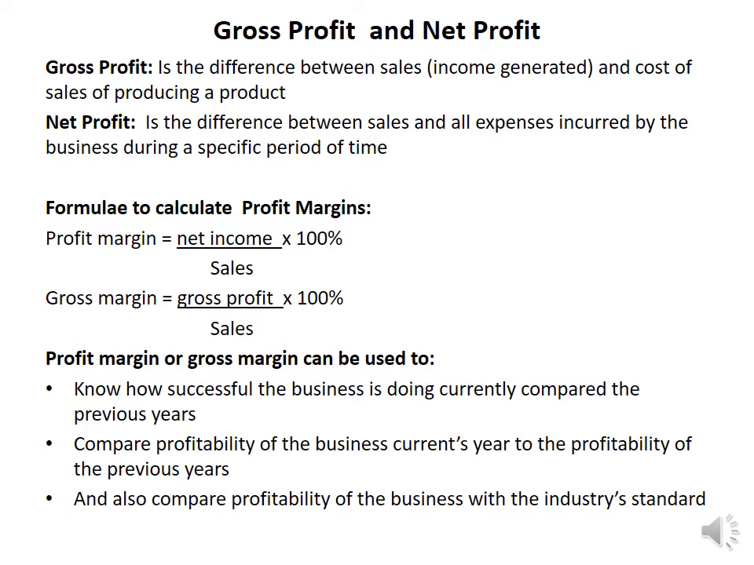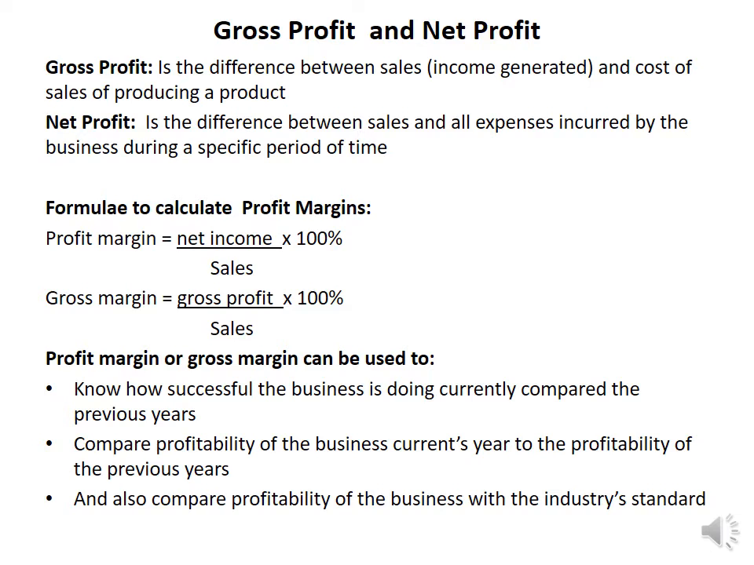Profit margin or gross margin can be used to know how successful the business is doing currently compared to the previous years. So whenever you want to know whether your business is doing well this year compared to other years, you will do your calculation. You will calculate your profit margin and the gross margin. You will also compare the profitability of the business in the current year to the profitability of previous years. It's not only the success, but the profitability as well. There is a difference between the success of the business and the profitability of the business. If the business is making profit, then you will know.